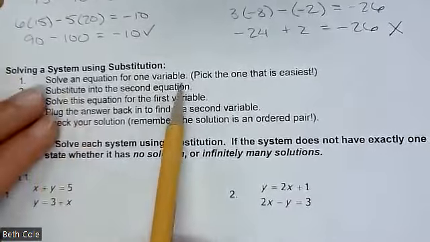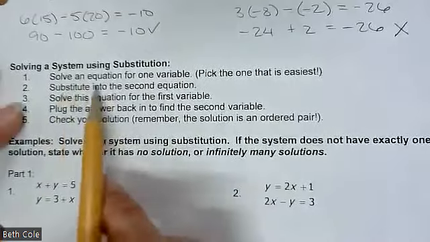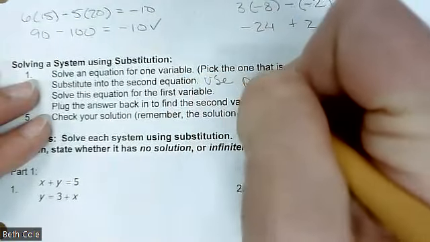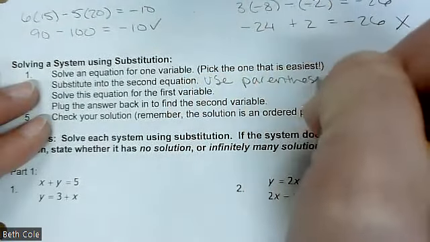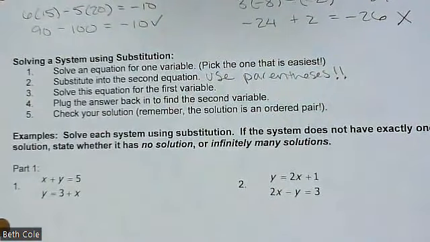All right. So you're going to solve an equation for one variable. Pick the one that's easiest. A lot of times one of them will already be alone, which is great. So you don't even have to do step one. Substitute into the second equation. And I'm going to add something to that. You want to use parentheses. Give it a hug. Use parentheses. Sometimes you don't need them, but when you do, like if you have to distribute something, they have to be there. So make sure you use parentheses.